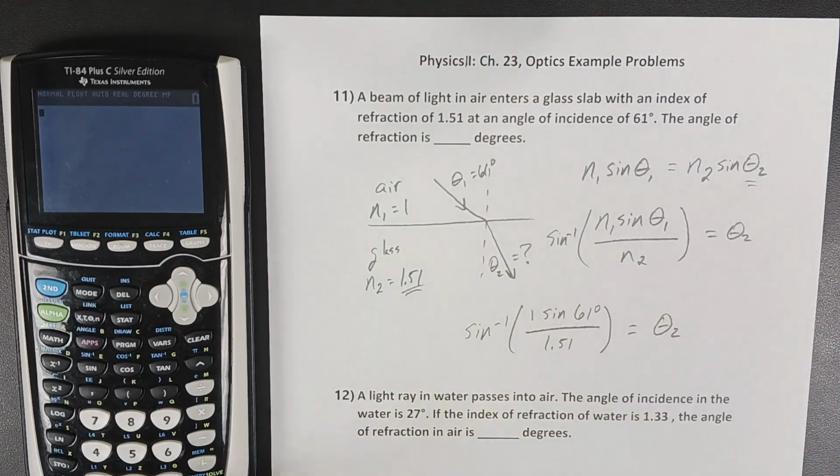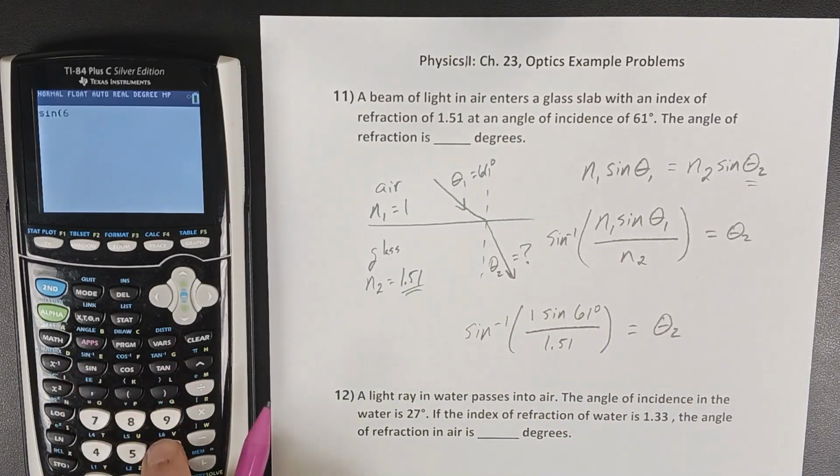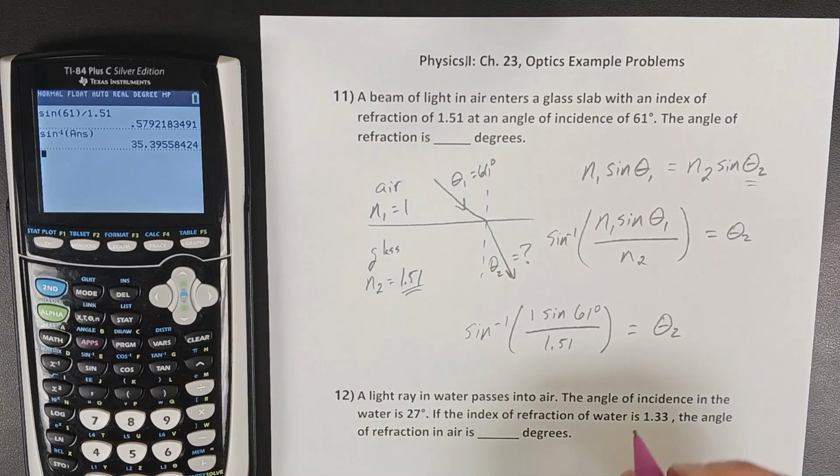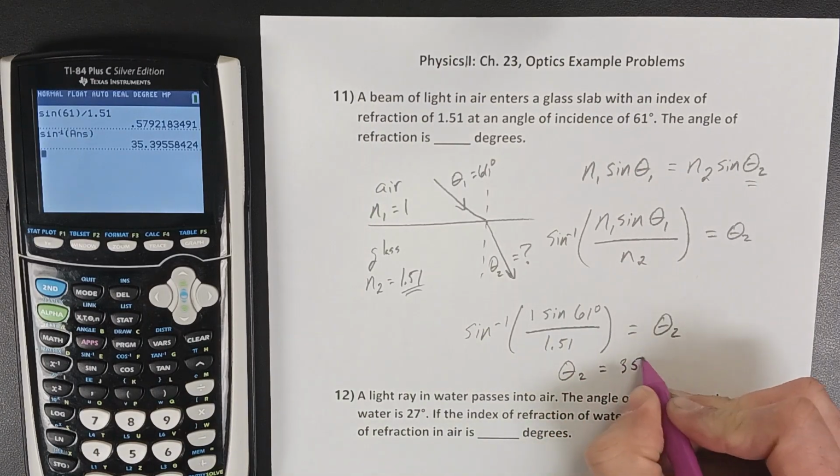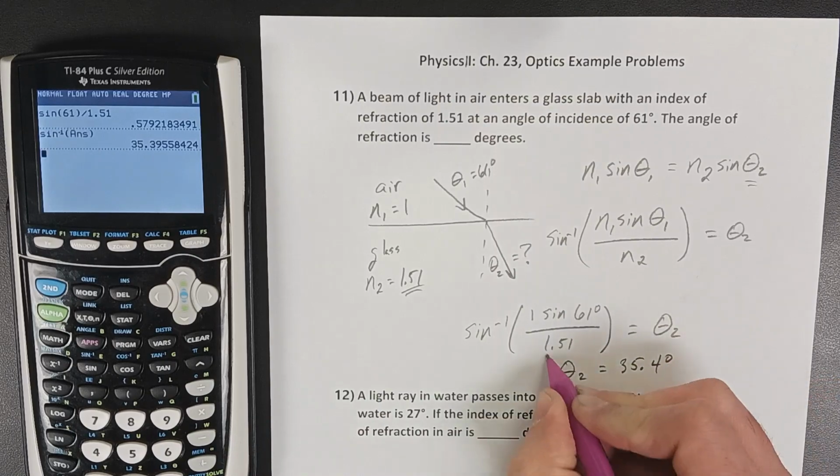I'm going to do this fraction first, and so the 1 there we don't need. Sine of 61 divided by 1.51, and I'm going to do the inverse sine of that answer. And we get a smaller angle, 35.4 degrees.